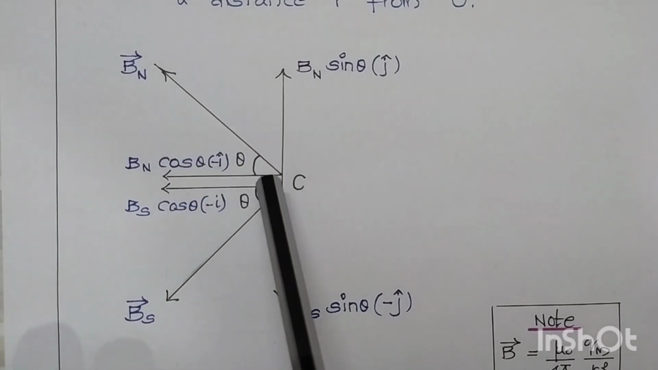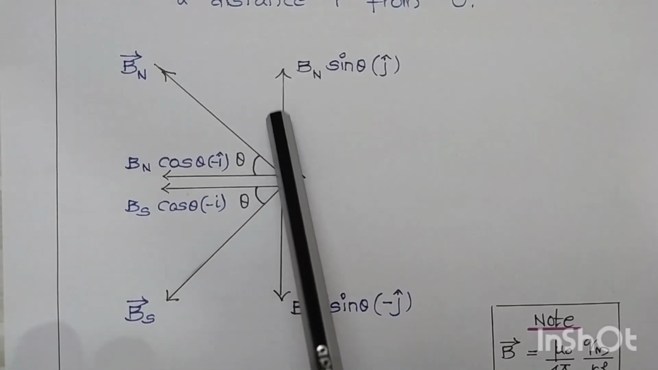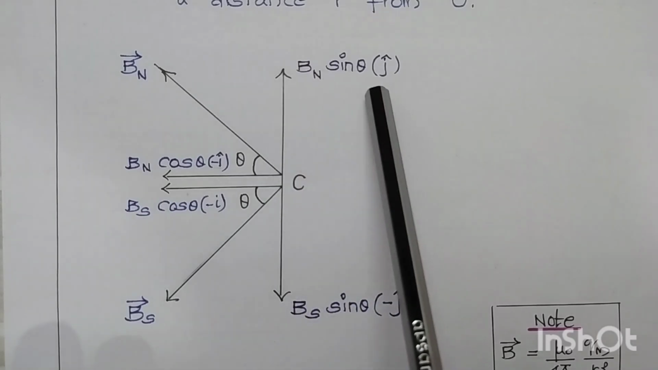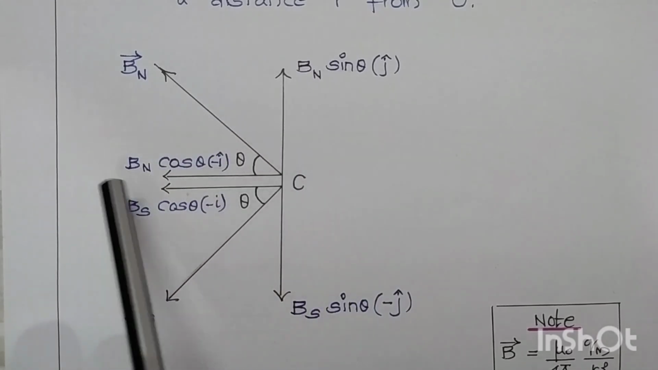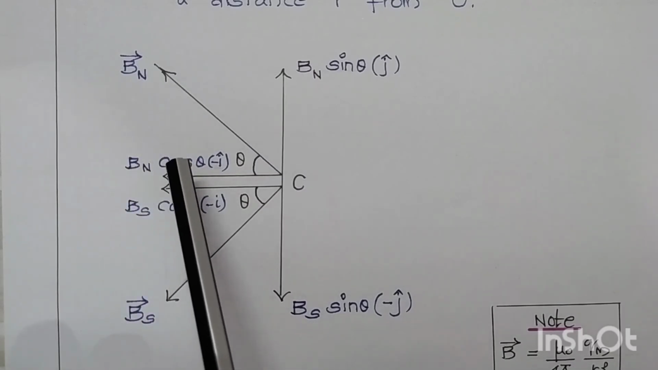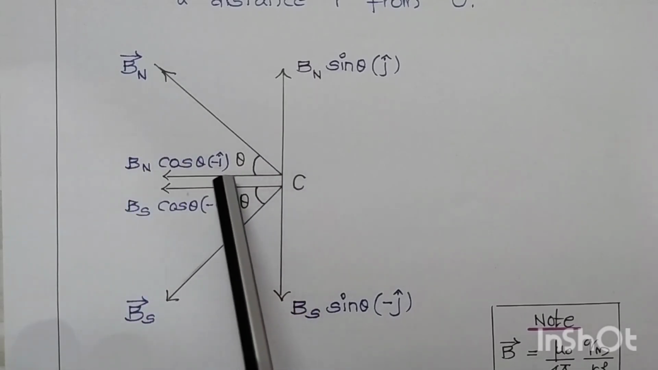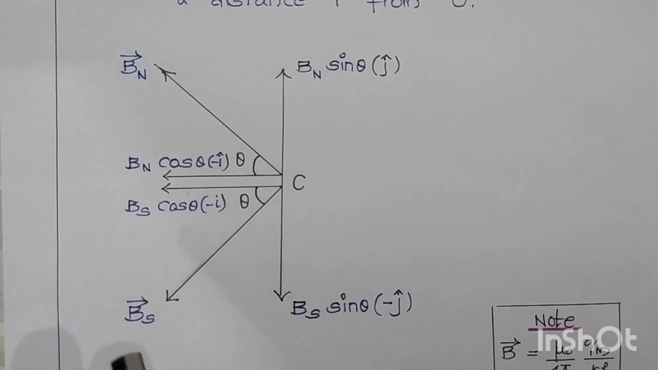Now we are going to find out the components of this Bn vector. Its vertical component is Bn sine theta, and this is in the positive y direction, so j cap. And this is the horizontal component of this Bn vector, that is Bn cos theta, and this one is in the negative x direction, so minus i cap.